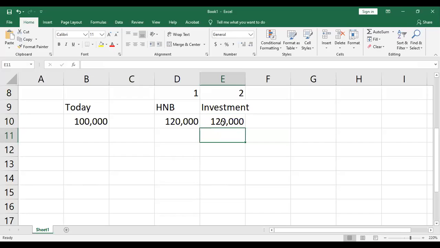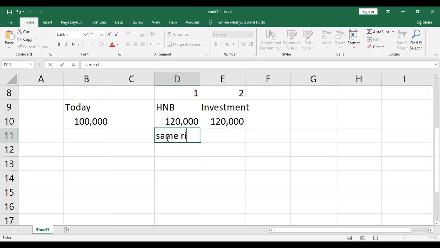Assume that the investment opportunity also has the same risk, right? You assume that both of them are the same risk. Equal risk. Then this time, maybe in investment or HNB, maybe both decisions are rational, if you assume both have the same risk.